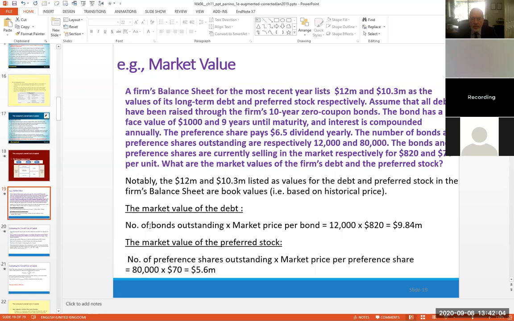So here we've got the number of bonds outstanding and so on. So we can say we've got $9.84 million worth of bonds, and we've got preference shares. We've got the number outstanding times their value, which is 6.5 mil.